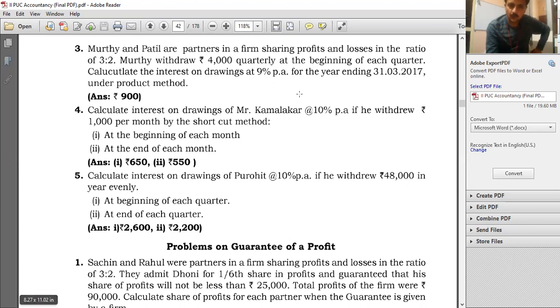Okay, so this is how you need to solve this chapter, and then in the next video we will come up with admission of partners.